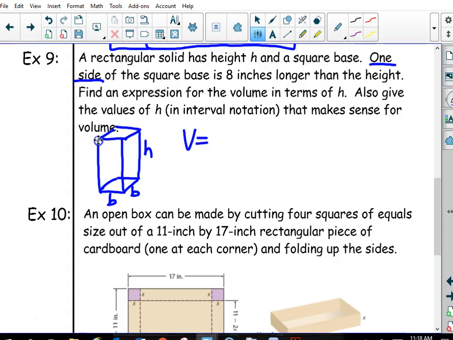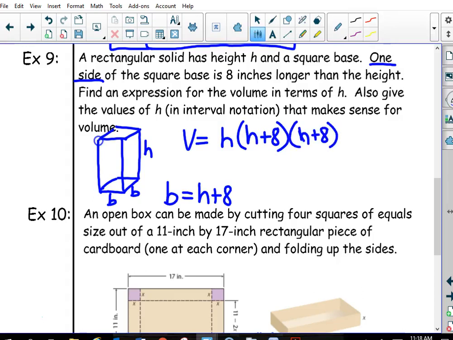So it's just the base times the base times the height. And remember, they said the base was equal to 8 inches longer than the height. So height times base times one side of the square, h plus 8 times h plus 8. And there is our expression for the volume.